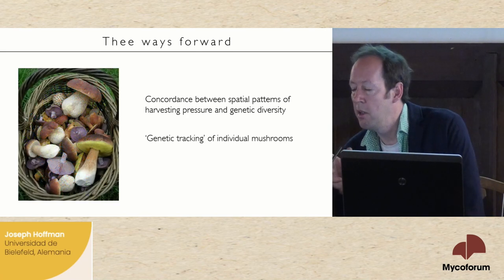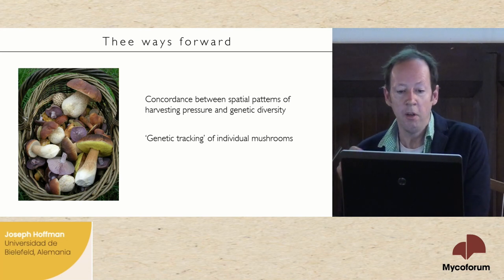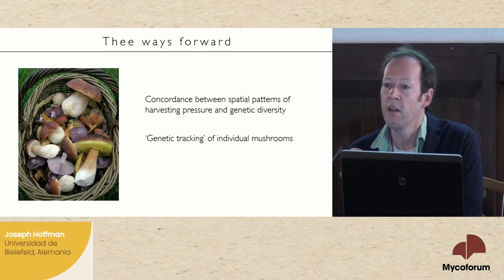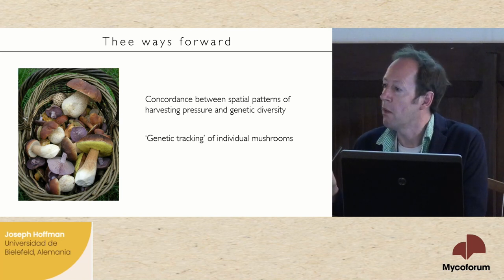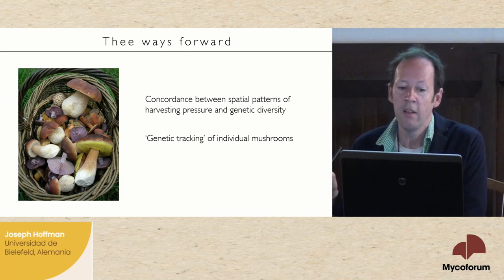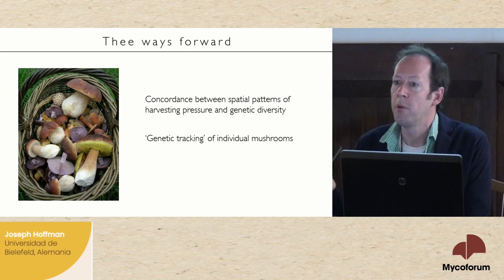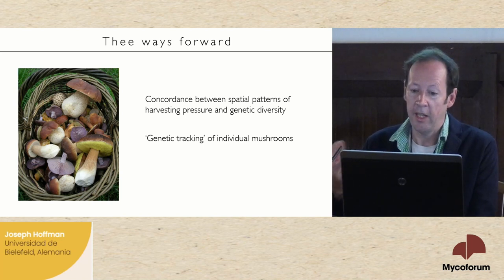The second is that we could use genetic tracking to monitor the fates of individual mushrooms. So I could envisage that, for instance, we have a basket of mushrooms here. We could take a small sample from each mushroom, we could genotype it, and over many baskets, we could get an impression of how hunting effort is distributed across different individual genets. And in principle, we can find the correspondence between these genets and the places in the landscape where they were actually collected from.